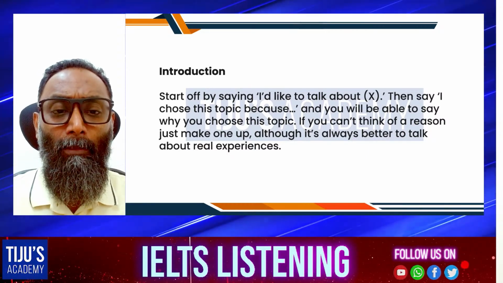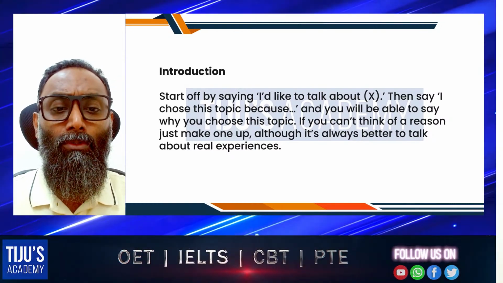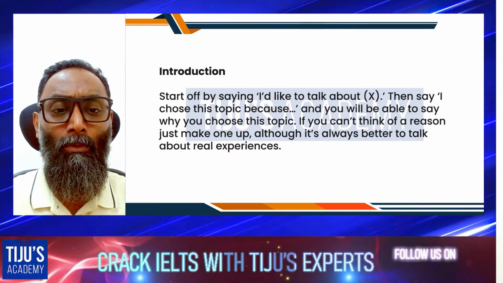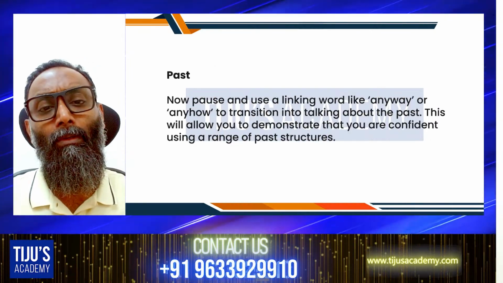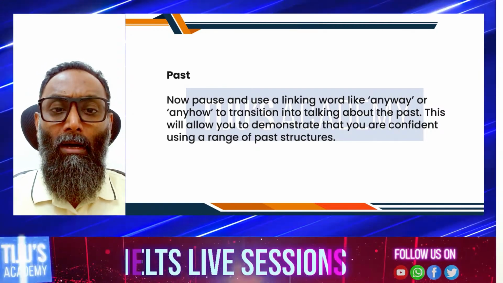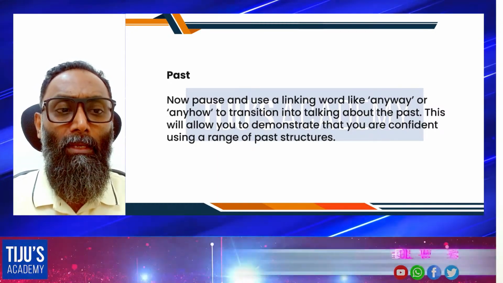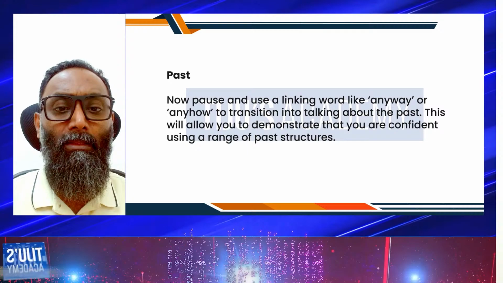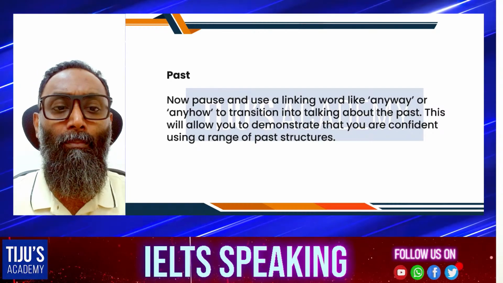In the 1 minute preparation time, you have to note down the maximum. The more notes, keywords, keynotes and bullet points you have, the longer you can speak in the next 2 minutes that you get. Okay, now let's move over to the next strategy, the past. After you finish your intro, you have to take a small pause and use a linking word like anyways or anyhow to transition into talking about the past. This will allow you to demonstrate that you are confident using a range of past structures.